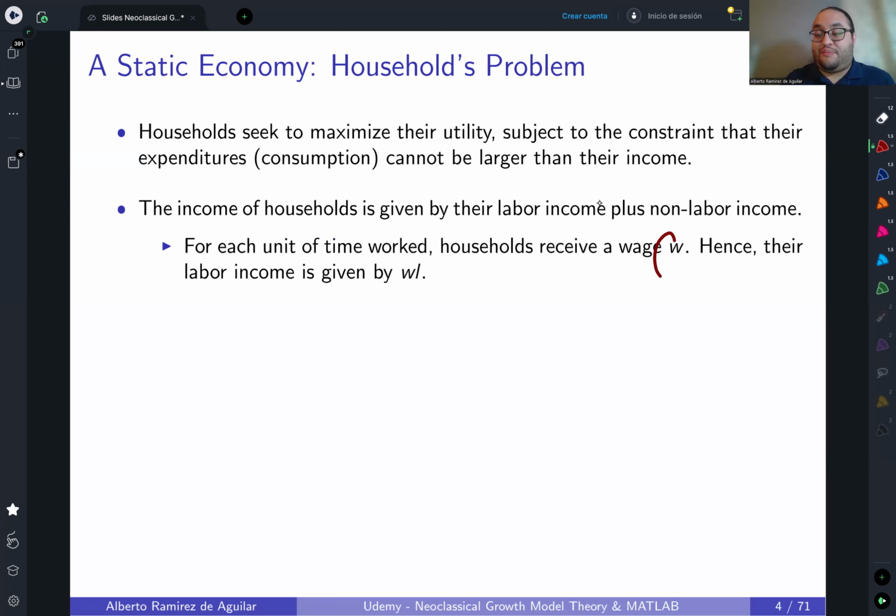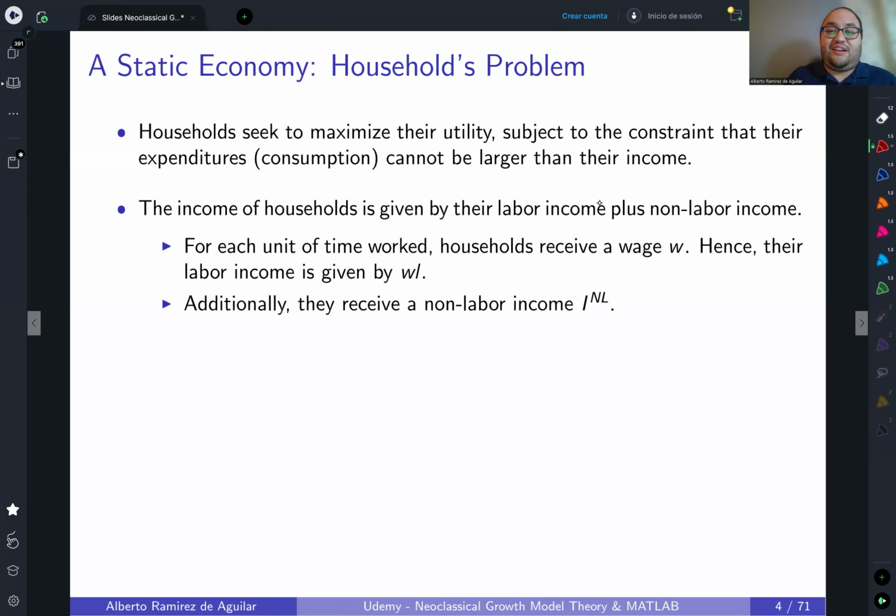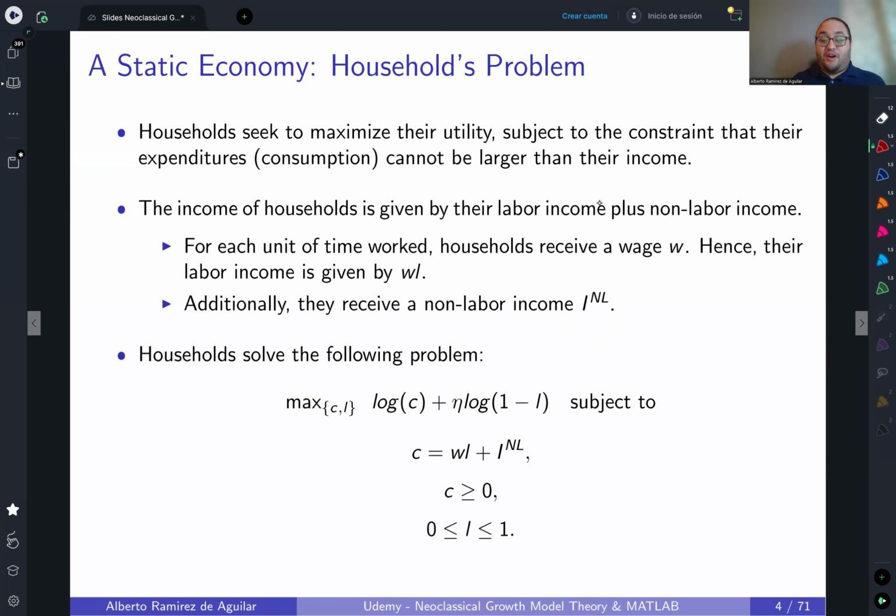and it's going to be paid by the firms. And hence, the labor income is going to be given by W multiplied by L, how much you work multiplied by how much you earn per unit of time. And additionally, they're going to receive a non-labor income, which we're going to call INL. So the problem that the household solves is the following.